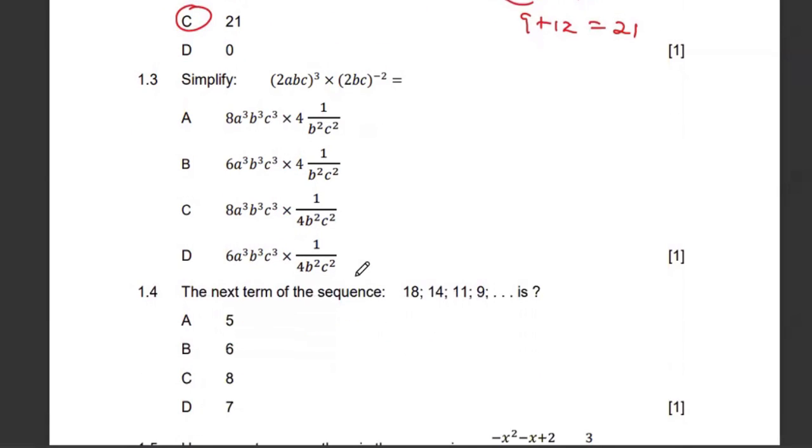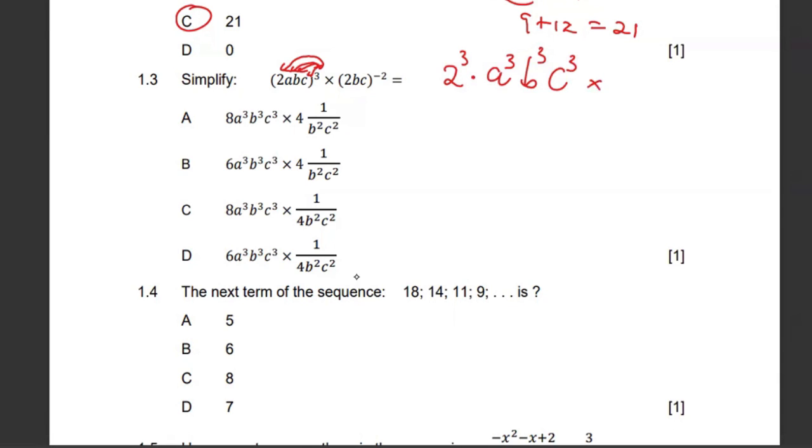Then 1.3, these exponents, they want us to simplify. So when you're simplifying, whatever is outside of the bracket must affect everything that is inside the bracket exponent-wise. So it's going to be 2 cubed multiplied by a cubed, b cubed, and then c cubed.